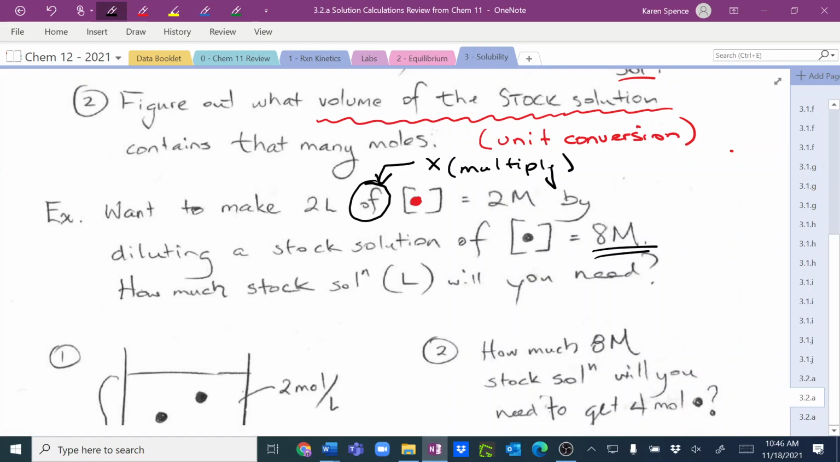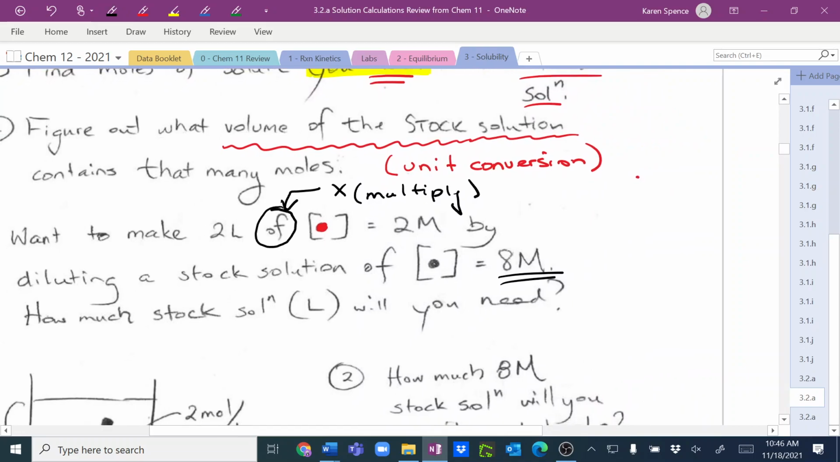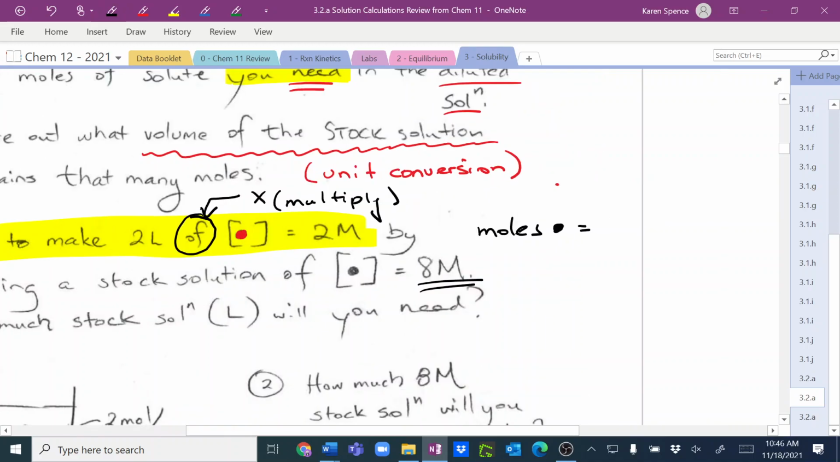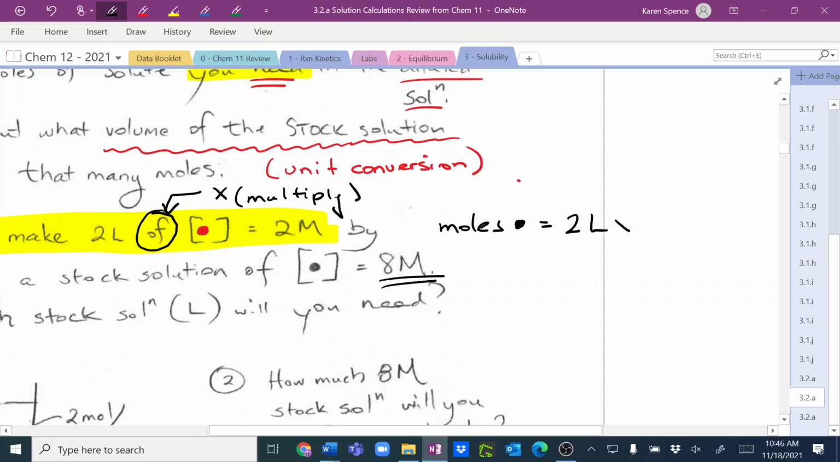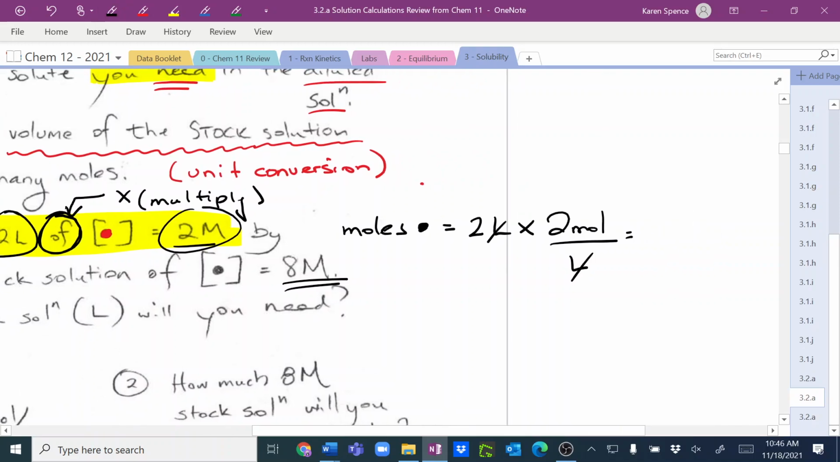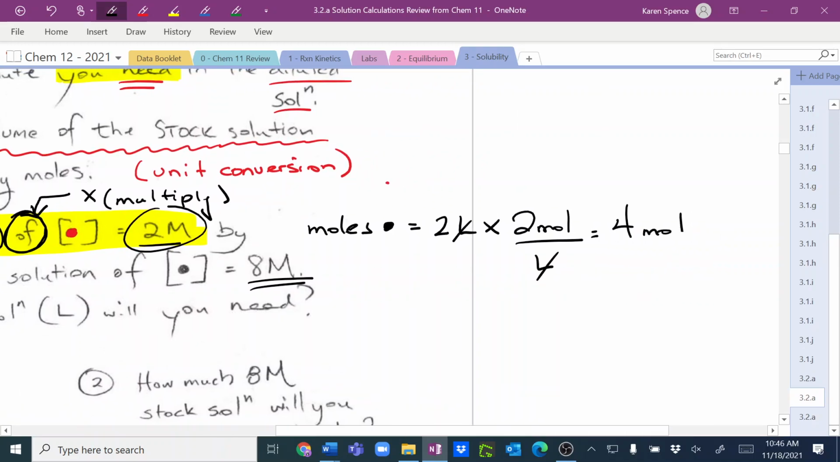So in terms of the math, what I'm going to do is I'm going to say, well, what do I want? What do I need in terms of moles? That's going to be here. This is what I need in terms of moles. So my moles of dots is equal to 2 liters times 2 moles per liter, because it's 2 liters times of 2 molar, 2 moles per liter. And that gives me 4 moles.